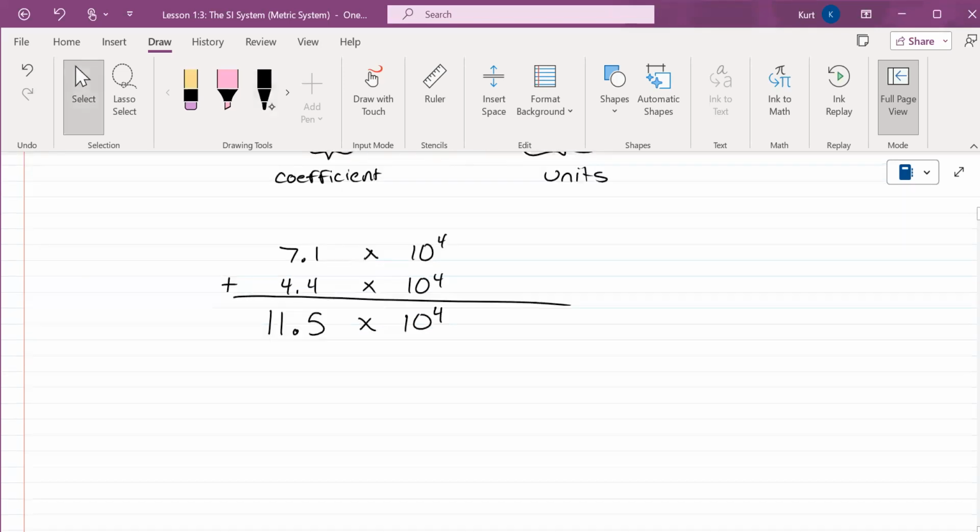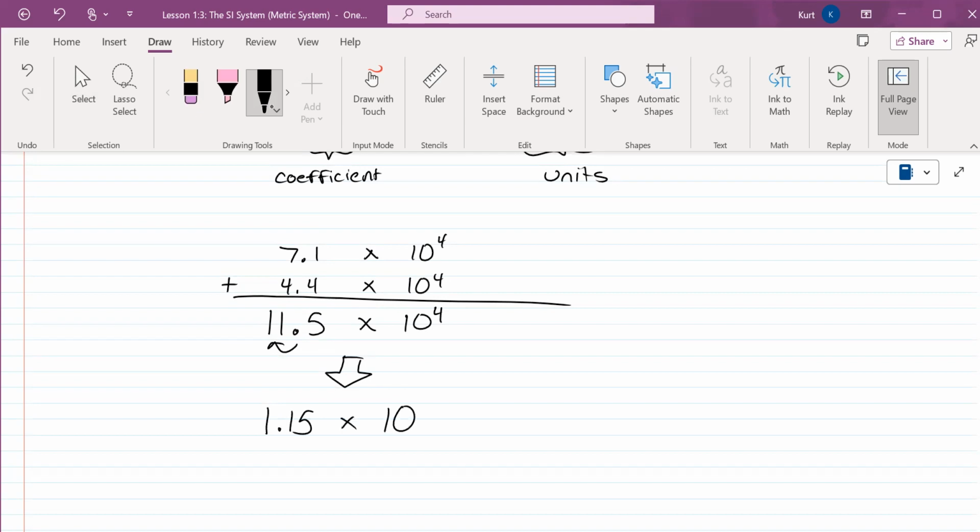So I need your help to get it into the appropriate scientific notation, which is to put that 11.5 into a number that's less than 10 but more than 1. So we need to shift the decimal around. Which way should I shift the decimal, and how many places? Left one time. So you're no longer going to have 11.5 times 10 to the 4th. You're going to have 1.15 times 10 to the blank.